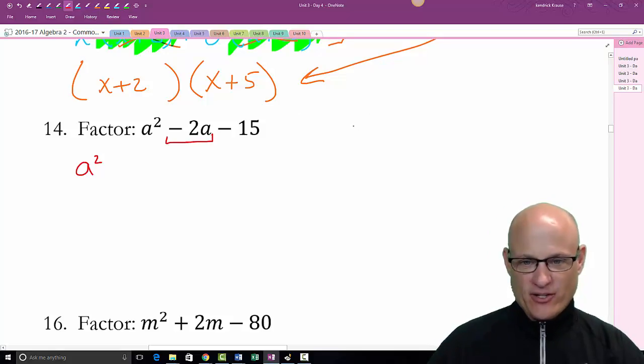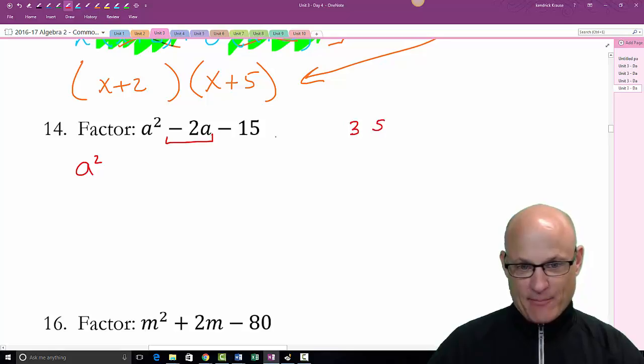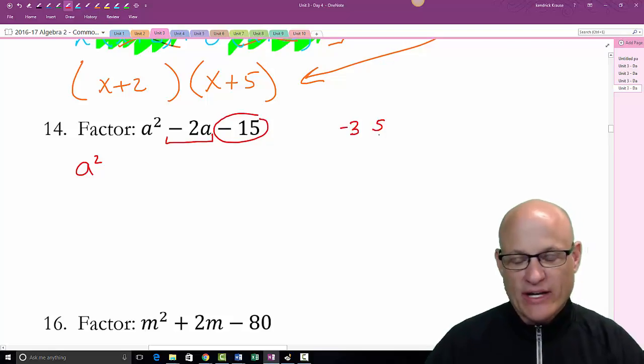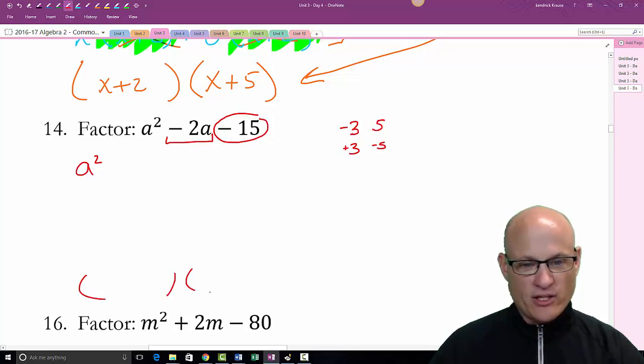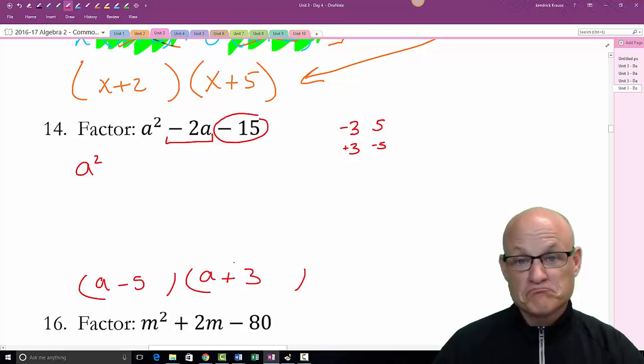All right, so that's probably going to be 3 and 5. Wait a second, they got to multiply to be negative. If they have to multiply to be negative, one of them has to be negative. So if I made that one negative, those would add up to positive 2. So really what I want here is a positive 3 and a negative 5. Now those are your answers. Quite honestly, those are what's going to go down here: a minus 5, a plus 3.